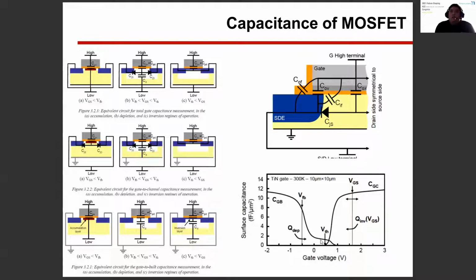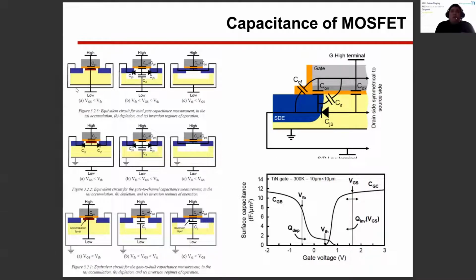The capacitance is kind of low at around plus or minus 0 in the not turned on region, and the measured capacitance is high in the turned on MOSFETs and the accumulation region.